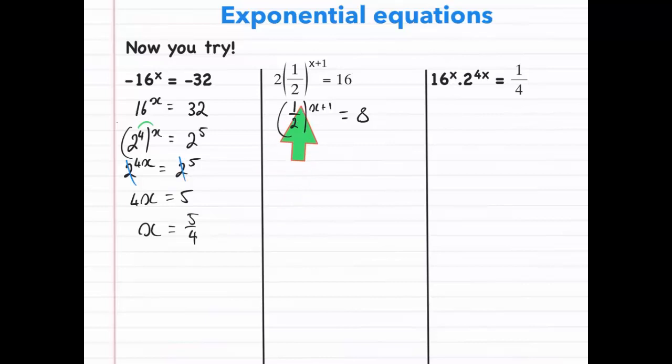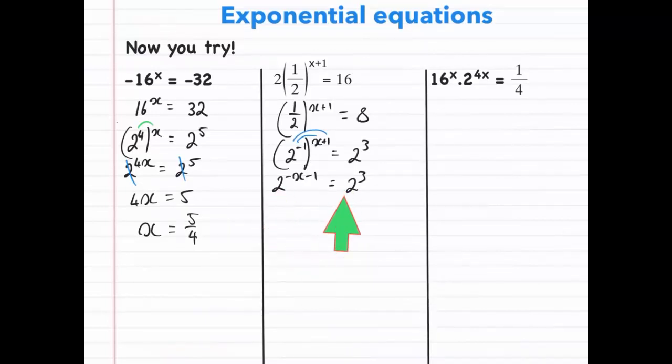And I know I can change a half so that it can become the following. It can be a 2 to the power of negative 1. And then don't forget, leave it in brackets. And we still have the x plus 1 on the outside. And an 8 becomes a 2 to the power of 3. And now I can multiply that minus 1 in. So we have 2 to the power of minus x minus 1 equals 2 to the power of 3.